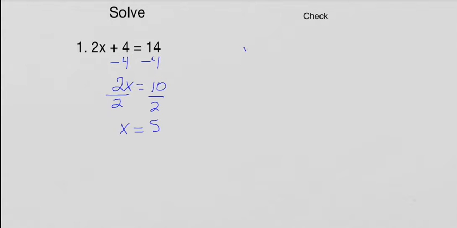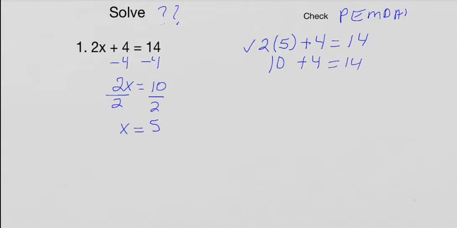Now we're going to do the check. So we're going to use our exact equation that we started with. We're going to put our 2 in, and then we're going to put 5 in for the x, put our plus in, put the 4 in, and put our equal sign, and then 14. Now, anytime that you're doing a check, you're going to use PEMDAS to check, and you're going to use your questions to solve. So we're going to do 10 plus 4 is equal to 14. 14 is equal to 14. And since that is true, then we know that we have our correct answer.